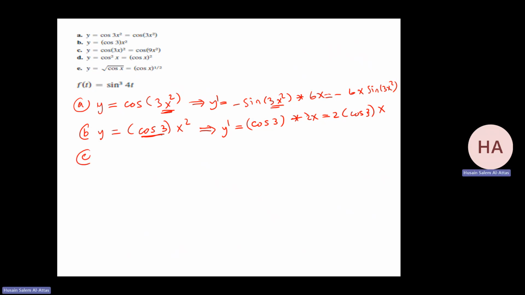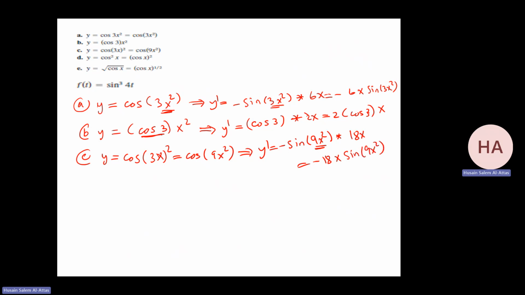C. y equals cosine of 3x squared, as a power of 3x. So that will be cosine 9x squared. So the derivative will be minus sine 9x squared times the derivative of this, which is 18x. So that will be minus 18x sine 9x squared.